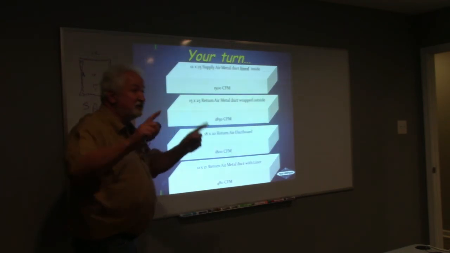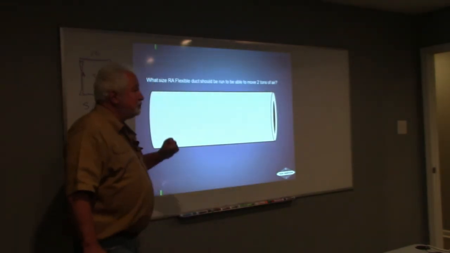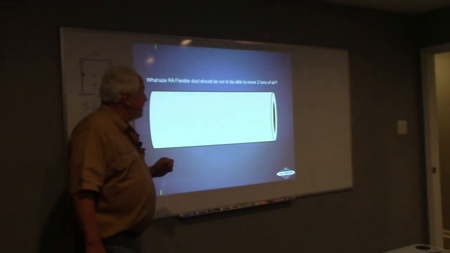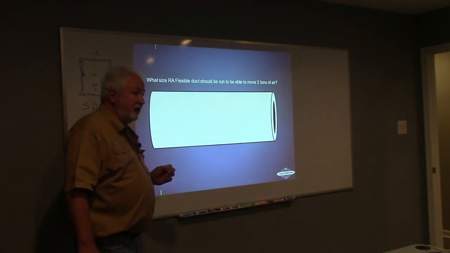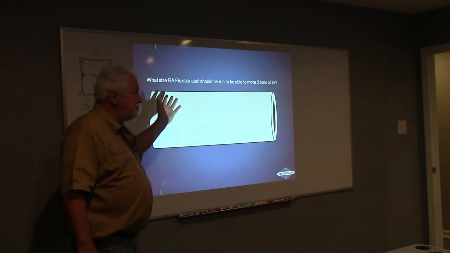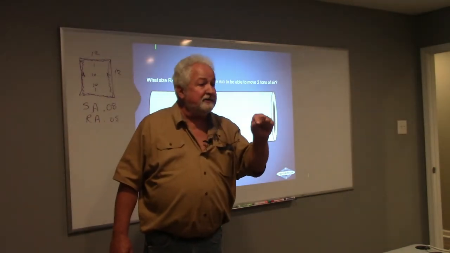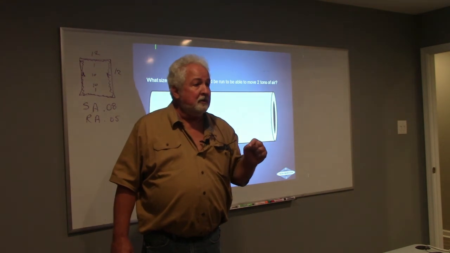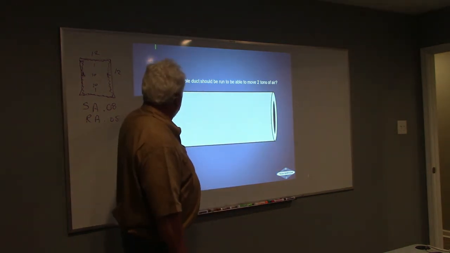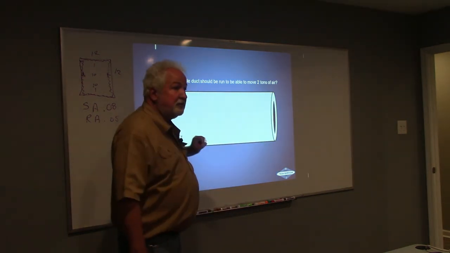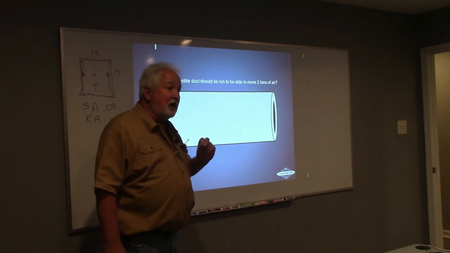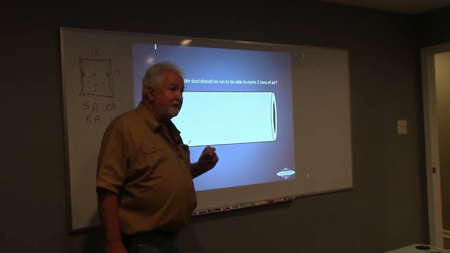Okay, we're gonna change it up just a little bit. What size return air flexible duct should I run to be able to move 2 tons of air? How much air do I need to move on a flex duct? On a 2 ton? 800. So what you're going to do, go to flex duct at the top. This is a return air, so line up 800 with 0.05.